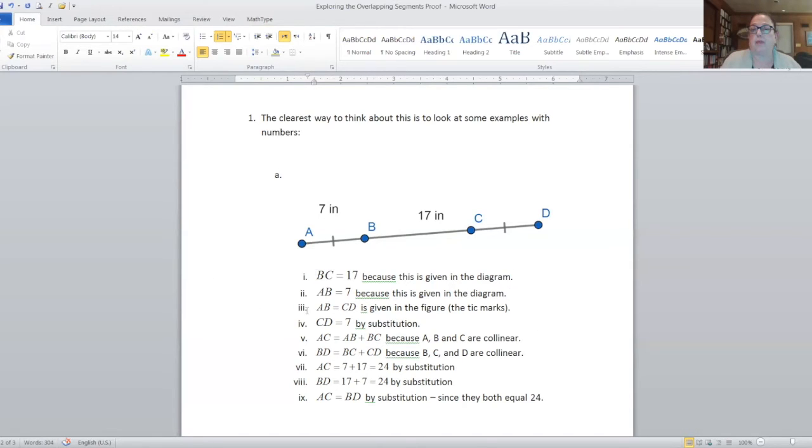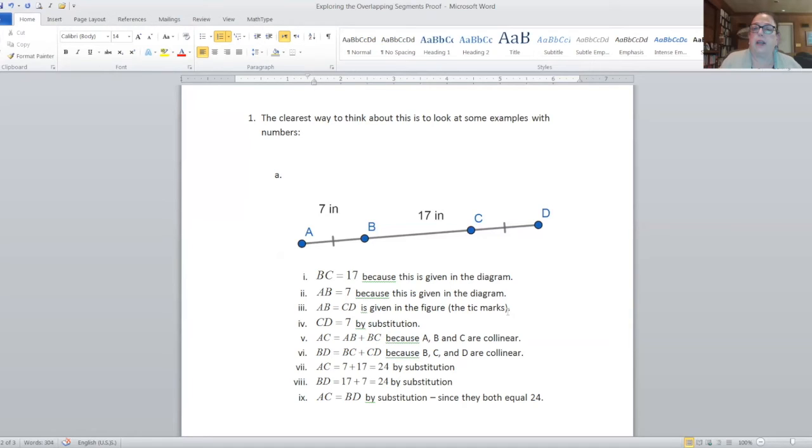Now, the other thing that's given in the diagram is more theoretical. The length of AB equals the length of CD. And that's what this says. And it's given in the diagram through the use of the single tick mark. Again, later on, you'll just say given, but here we're making clear it's given in the figure because of the tick marks.